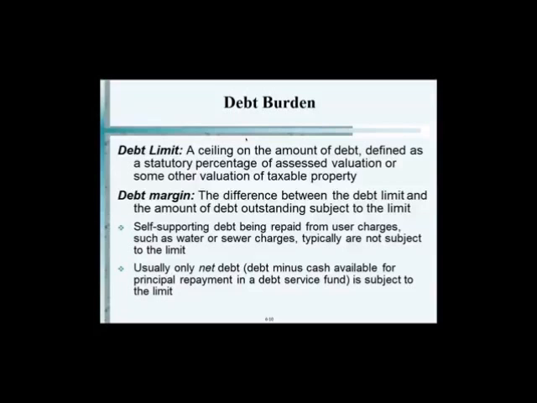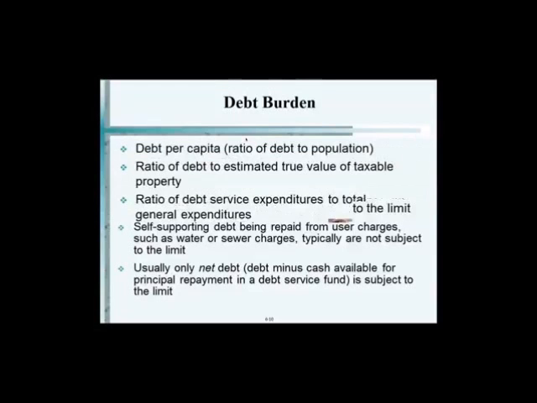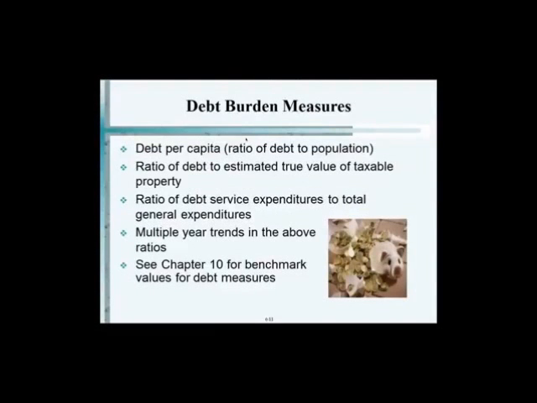So these are some of the debt measures. These are ratios. Debt per capita: a high debt per capita, is it good or bad as a taxpayer? Bad. Ratio of debt to estimated true value of taxable property, a high ratio, is it good or bad? It's bad too, because you've got more debt compared to your taxable property. So these are some of the measures that we use, and we'll really study this in Chapter 10.